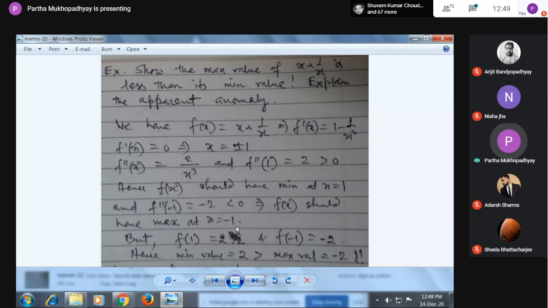What is happening? You are getting minimum value as per the theory. I have just followed the theory, so I have got minimum value greater than maximum value. Now, anybody can explain why this is happening? Why is this anomalous or absurd result coming? Can anyone explain?